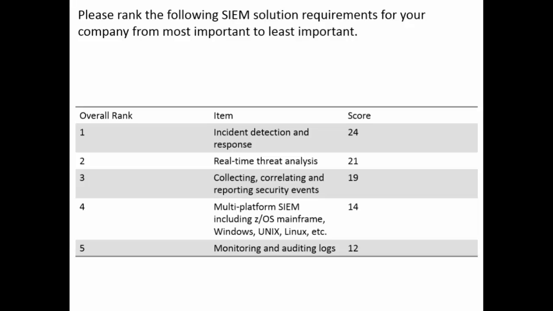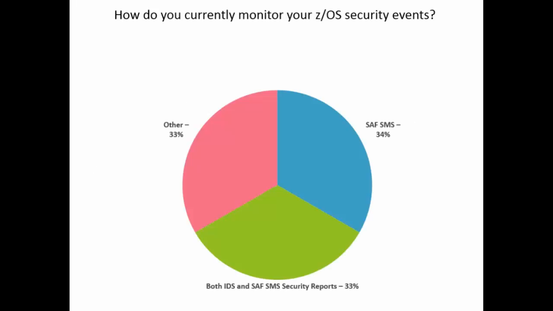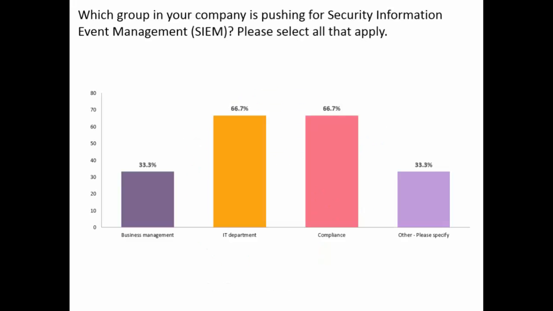Now let's see what insight those who answered "not yet, but we are working on it" can give us. Just a quick reminder, only 8% of respondents gave that answer, while only 16% said they had a SIEM solution in place for z/OS. As you can see, 67% of those who answered "not yet, but we are working on it" are currently using SAF SMF or both IDS and SAF SMF security reports, while 33% are using some other means of monitoring their security events. Yet all of them obviously also identify that those solutions are not satisfactory because they are actively working to implement a z/OS SIEM solution.